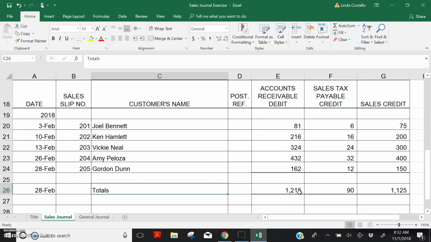That's the end of this video. In the next videos, we'll practice posting debits and credits to individual customer accounts receivable ledger cards. We'll also practice posting these transactions to the general ledger accounts. We'll see how to use the posting reference columns, and we will write a list of accounts receivable by customer at the end of the month.